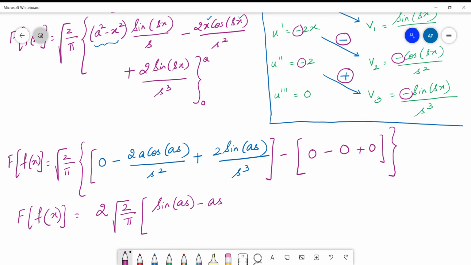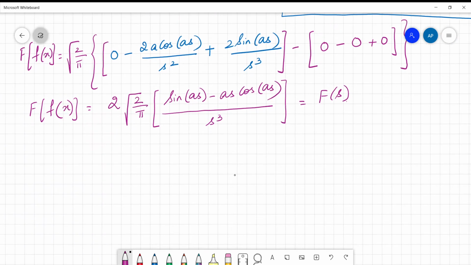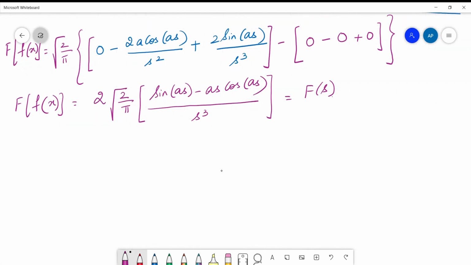You get sin as minus as cos as divided by s cube, and that's your result for the Fourier transform of f of x. So by doing a simple expression, which is nothing new, we started by defining the nature of f of x, the nature of f of x cos sx and sin sx, and then started off with the definition and rewrote the answer this way. Now you are ready with the Fourier transform of f of x. So the first part of the problem gets over here.